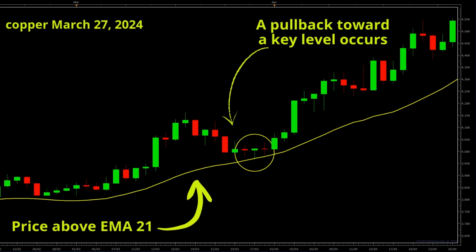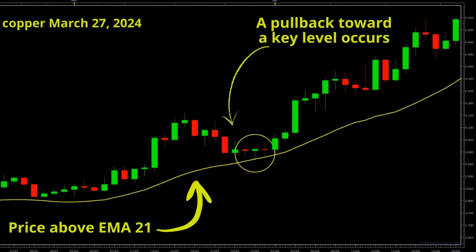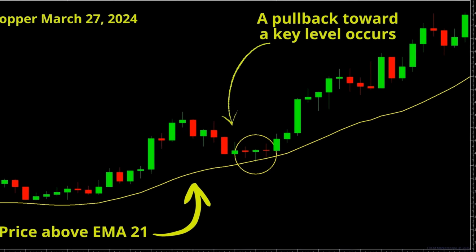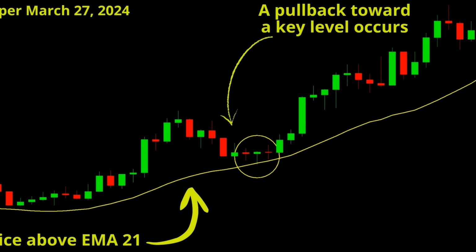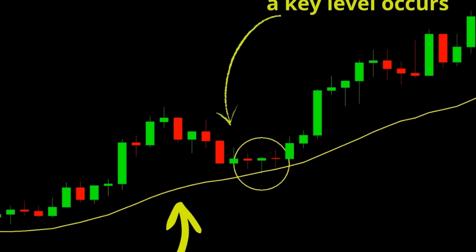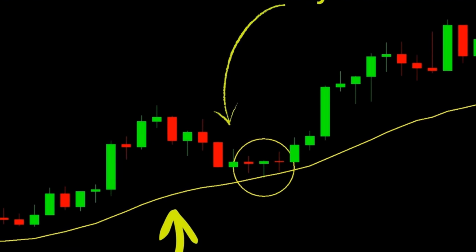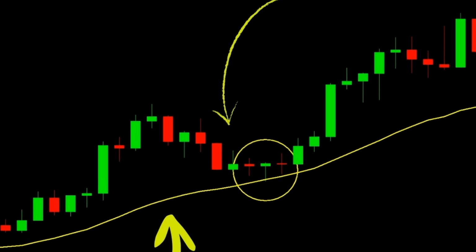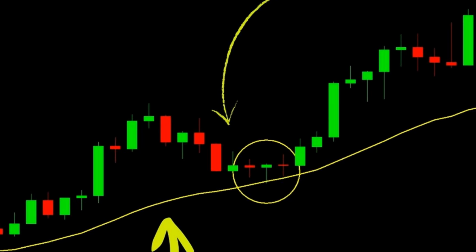Looking at this long trade example on the copper chart, the first two conditions are immediately met. You can see the clear uptrend as the price is consistently trading above the EMA 21. Following the trend, the market pulls back, moving directly towards our previously identified key level. This is the first essential step in our setup.